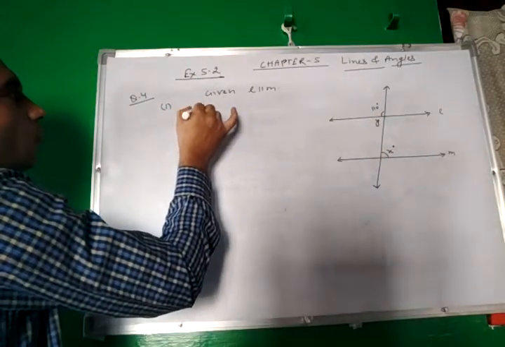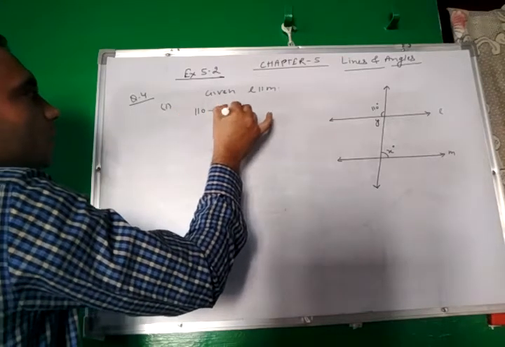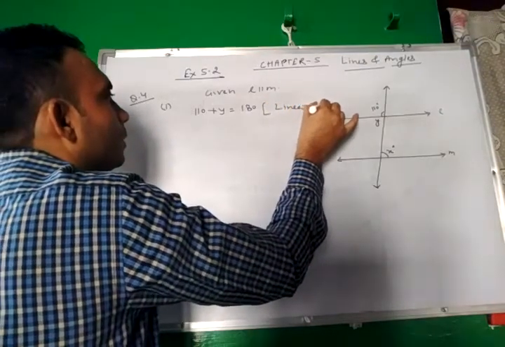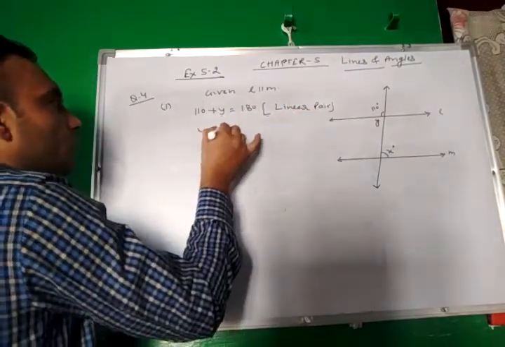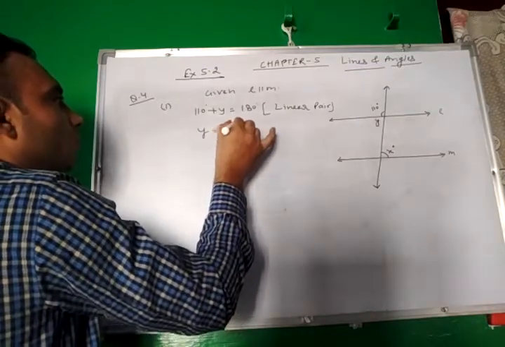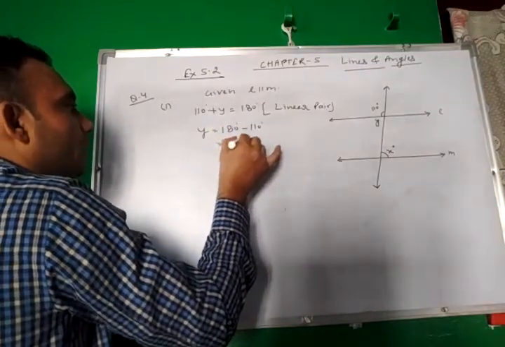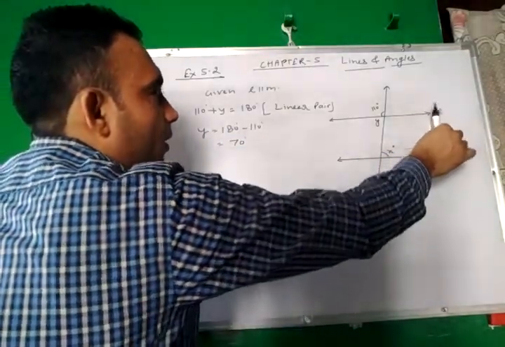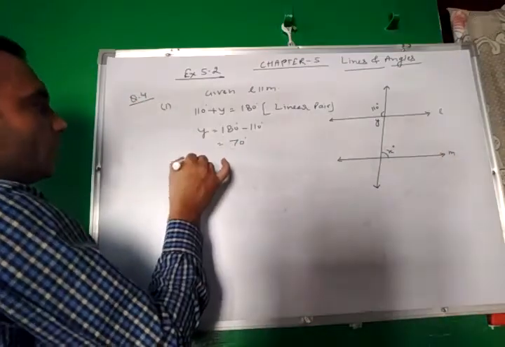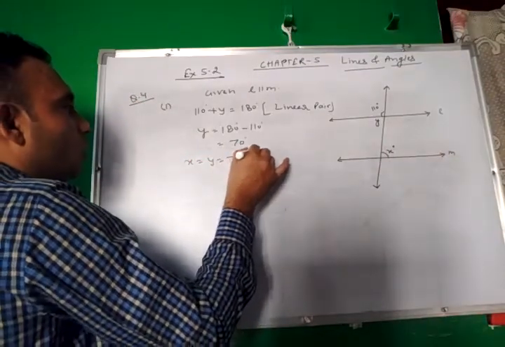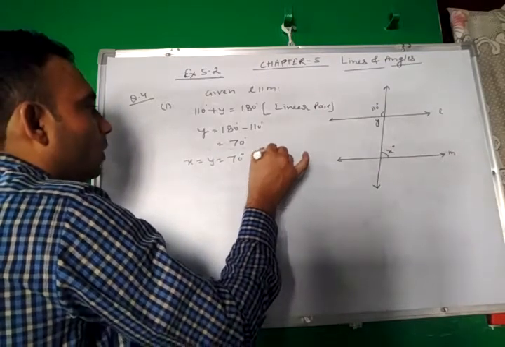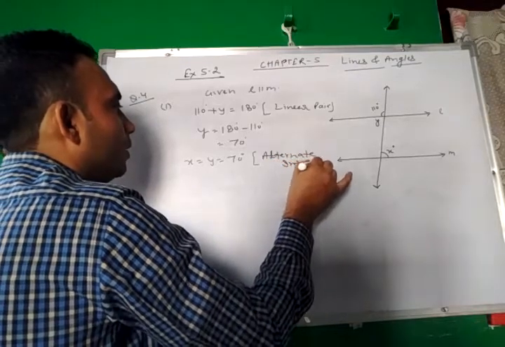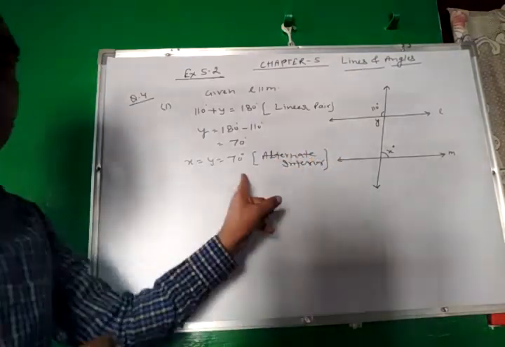Now the sum of 110 plus y is equal to 180 by the property of linear pair. So y is equal to 180 minus 110, which is 70 degrees. y and x are alternate interior angles and these lines are parallel. So x is equal to y is equal to 70 degrees by the property of alternate interior angles. So x is equal to 70 degrees.